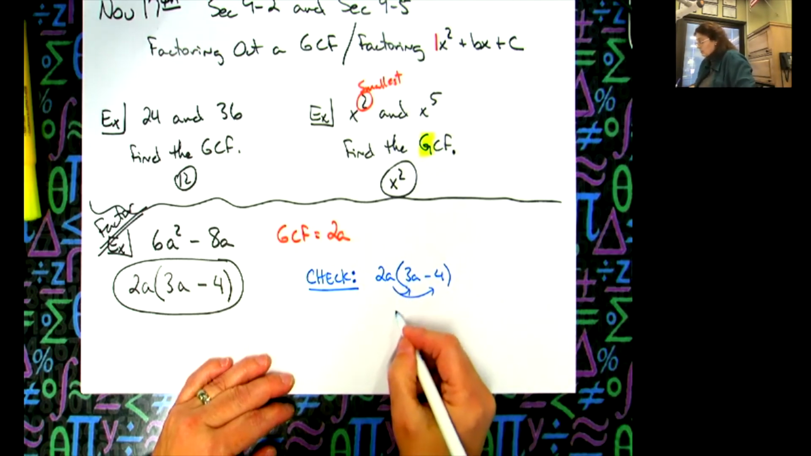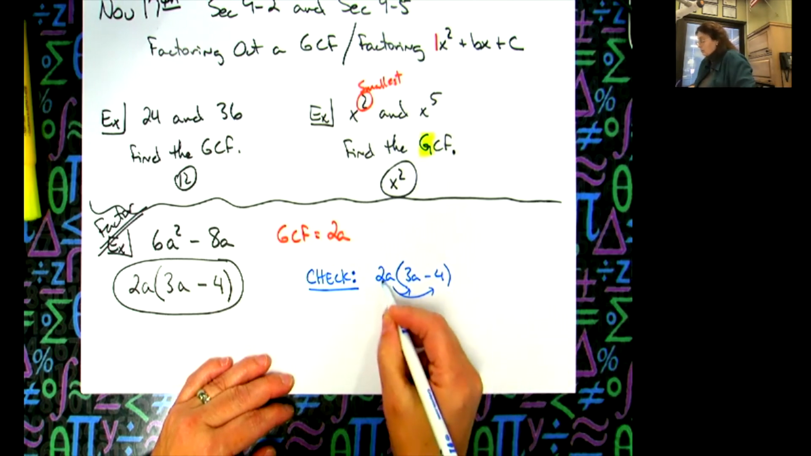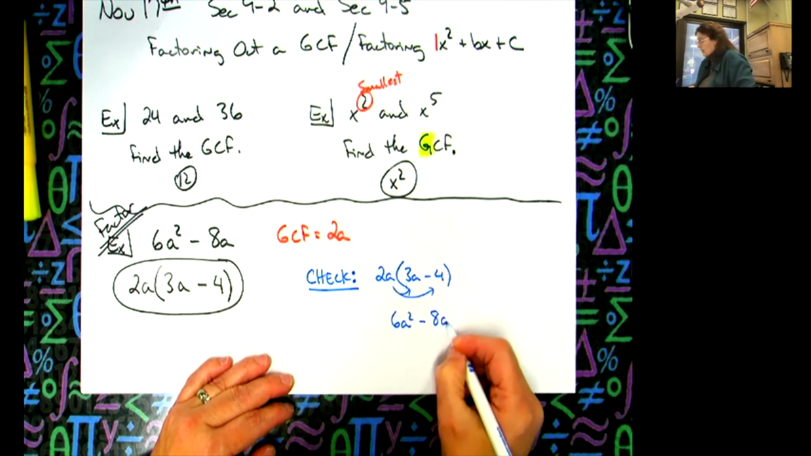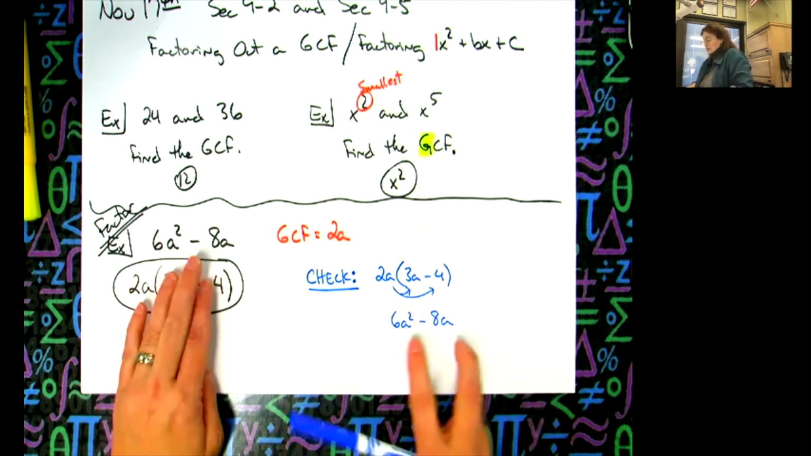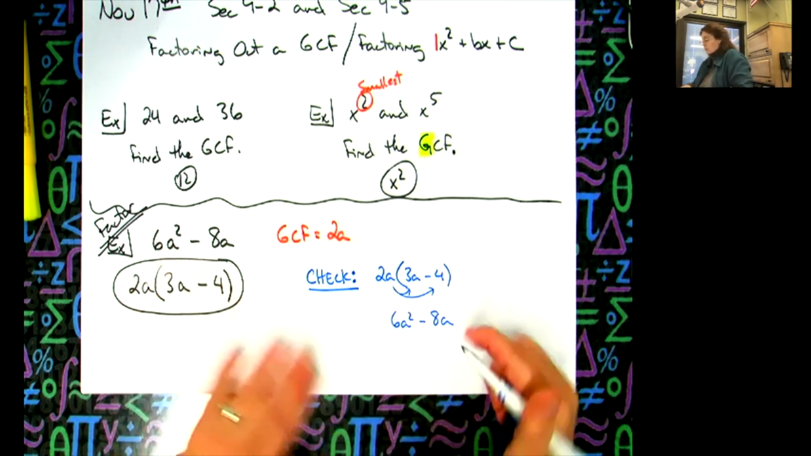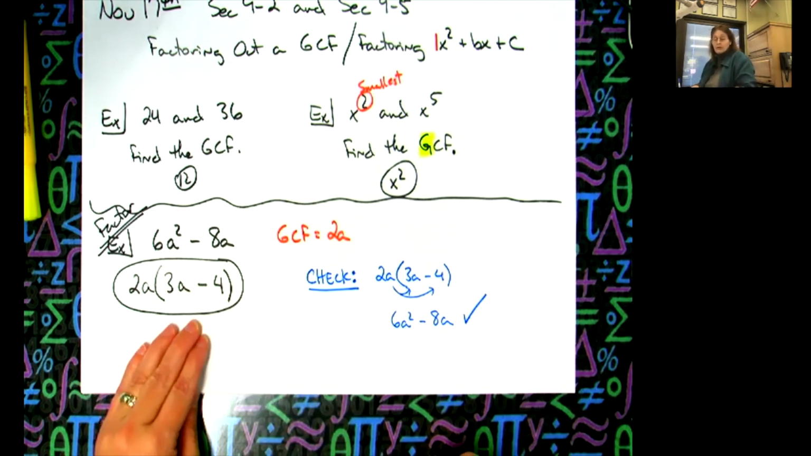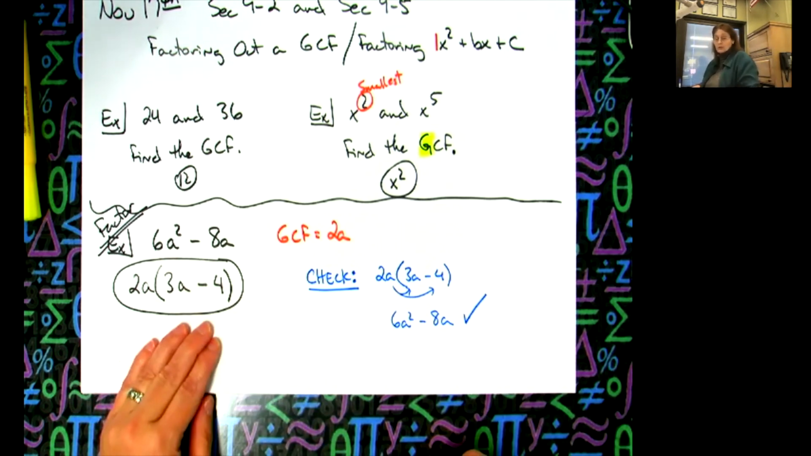So that becomes 6a squared, 2a times that negative 4 minus 8a. And then the question is, did I get what I started with? I did. It checks. So yes, this is the correct answer, the correct factored answer.